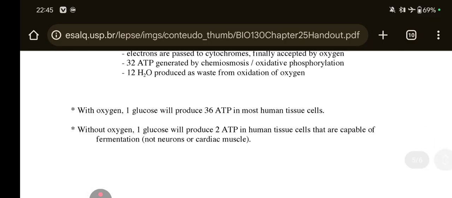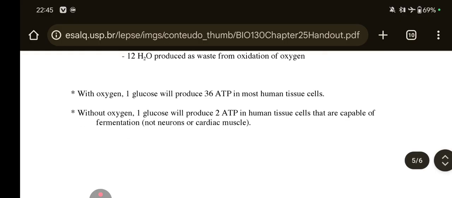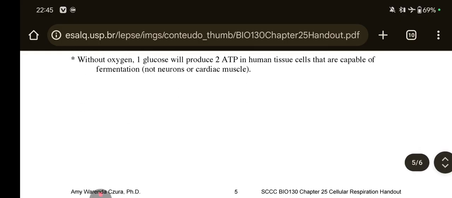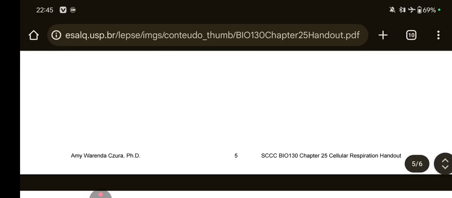With oxygen, 1 glucose will produce 36 ATP in most human tissue cells. Without oxygen, 1 glucose will produce 2 ATP in human tissue cells that are capable of fermentation, not neurons or cardiac muscles.